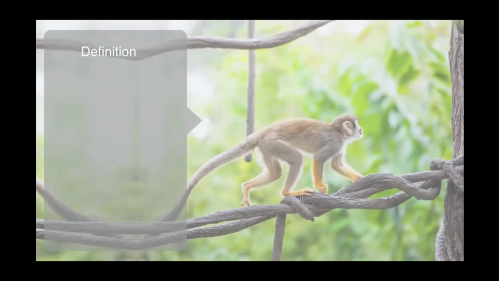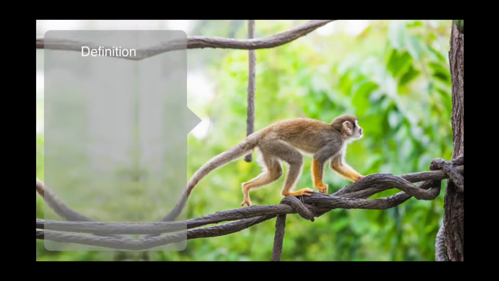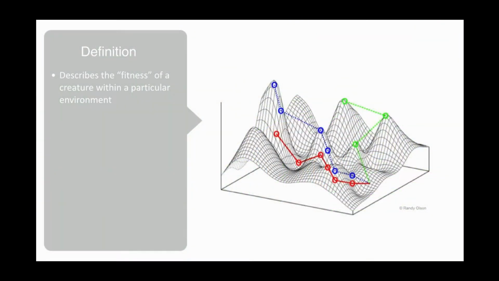A fitness landscape, also called an adaptive landscape, is a model that comes from biology where it is used to describe the fitness of a creature, or more specifically, genotypes, within a particular environment. The better suited the creature to that environment, the higher its elevation on this fitness landscape will be.